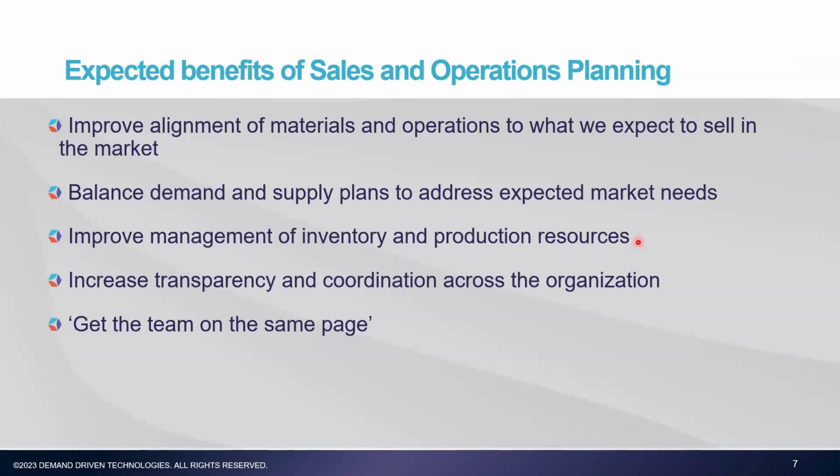Obviously, we want to get aligned on materials and operations about what we're expecting to sell in the market. You know, the convention is that we build a consensus demand plan and then we build a consensus supply plan. And, you know, we're hoping that all those things line up to help us meet the market needs. That should allow us to be ready for that demand when it comes, and we start putting planning activities in place to help us address that, both from a material planning production standpoint. And it's trying to get everybody on the same page.